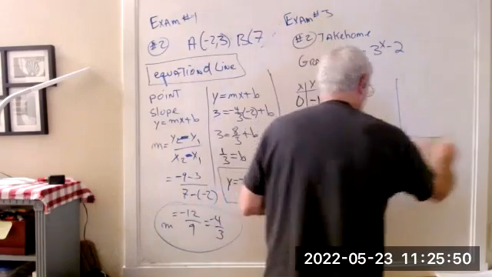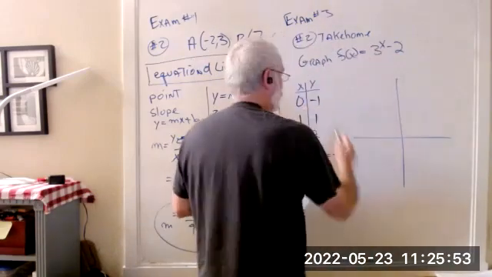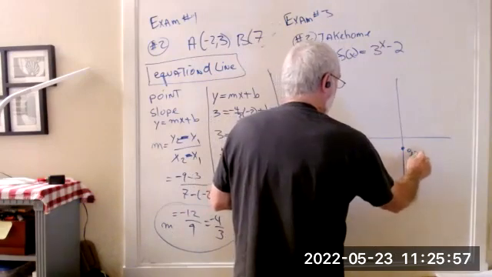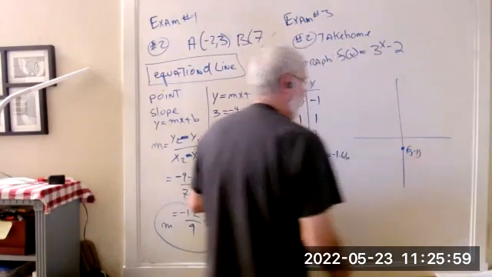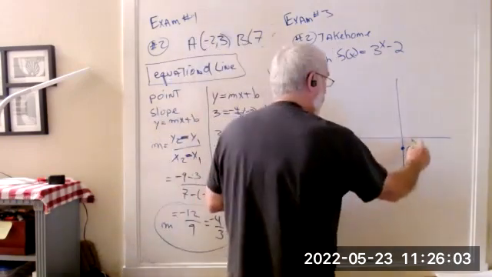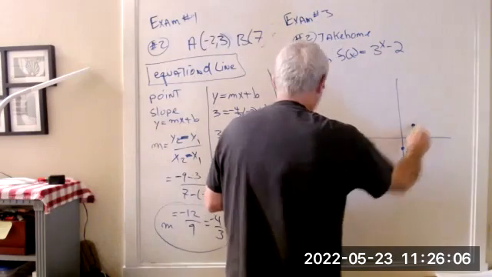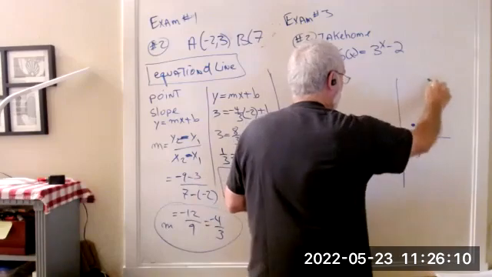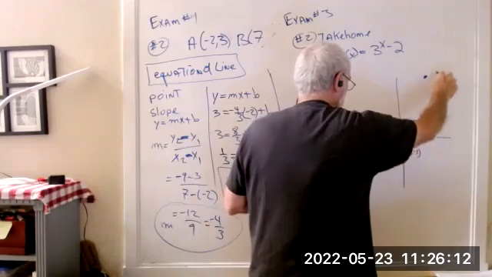So if we graph this, we have 0, negative 1, which is right there. And that, by the way, is the y-intercept. You just got it from your table. We have 1, 1. We have 2, 7, somewhere up here. Okay.